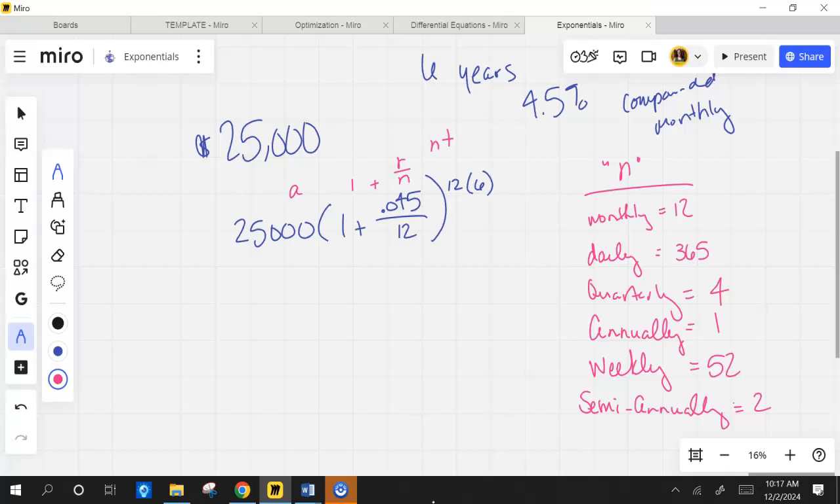You still have to use N unless it would literally say compounded continuously. All right, as you copy that, tell me what.